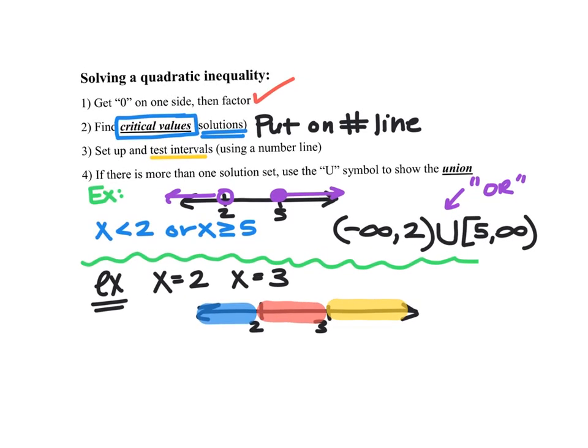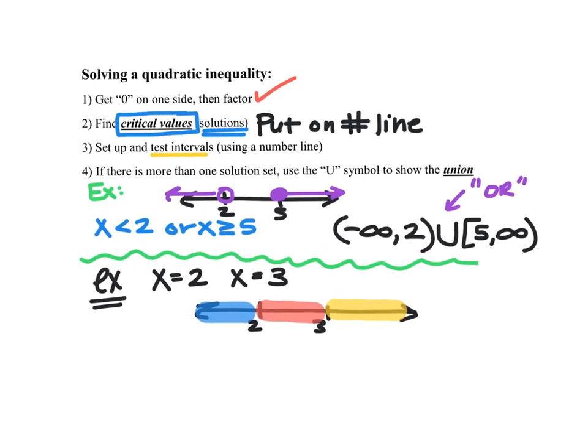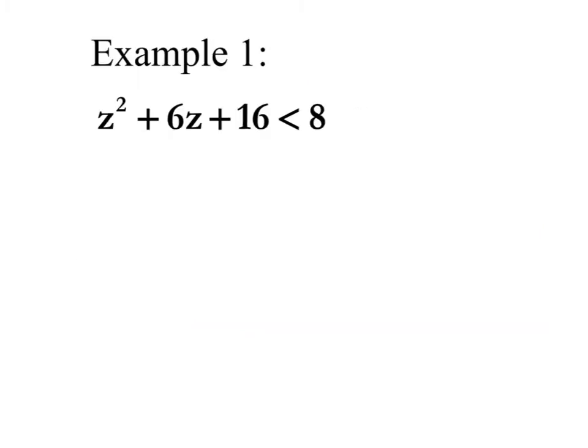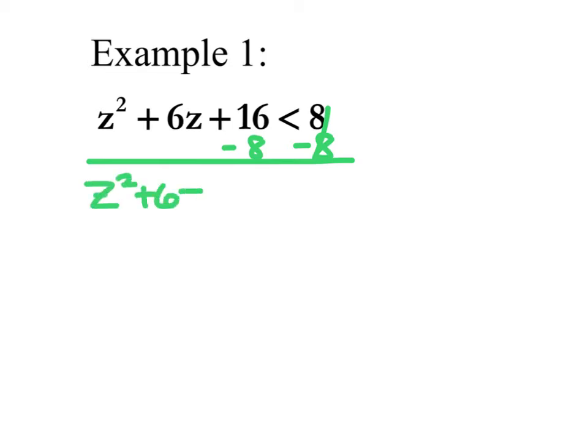Those are just some extra pieces of information before we start these problems, and now let's get to the problems. First example. All right, here we go. Just like the instructions said, I need to get this equal to 0, so I'm going to subtract over this 8. I end up with z squared plus 6z plus 8 less than 0.